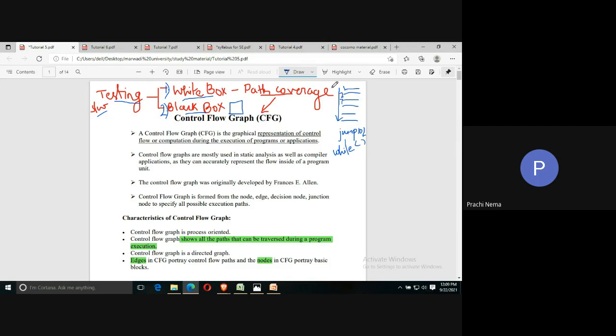So like that, there can be different paths of execution when you are talking about the concept of path coverage. To know all the possible paths which could be there in the system, we use this concept of control flow graph. Because what does a control flow graph do?